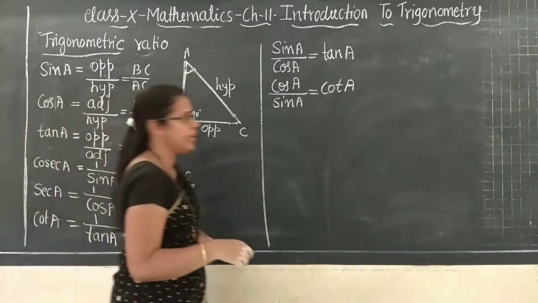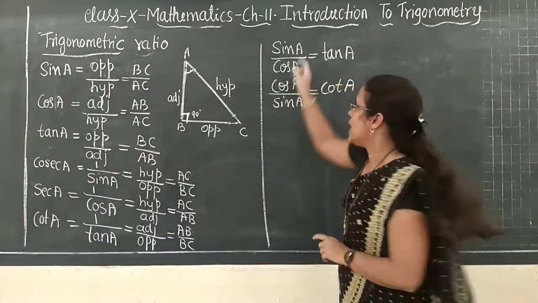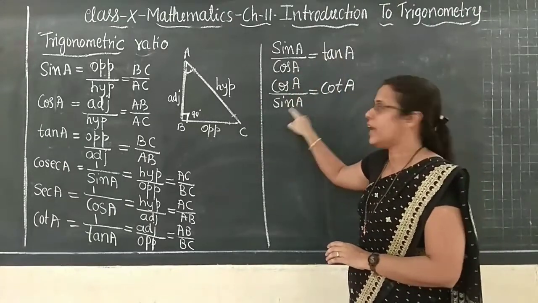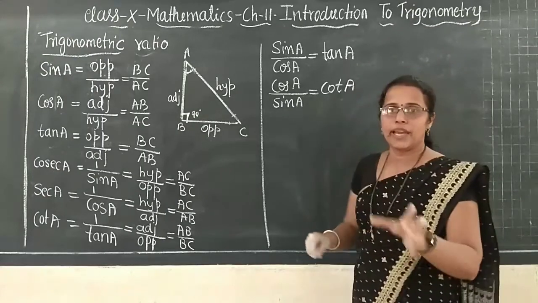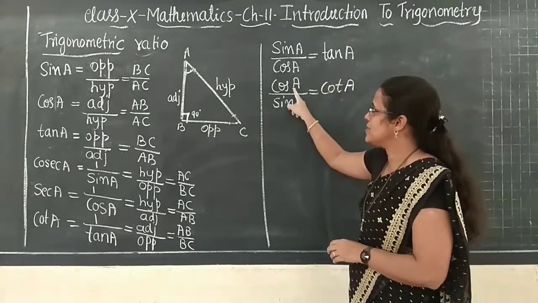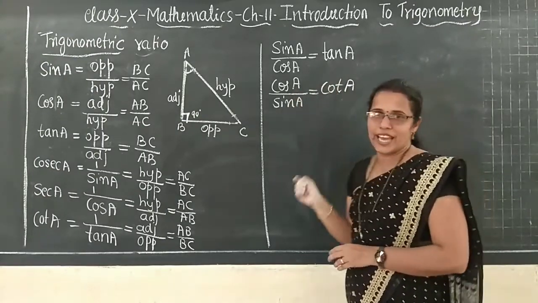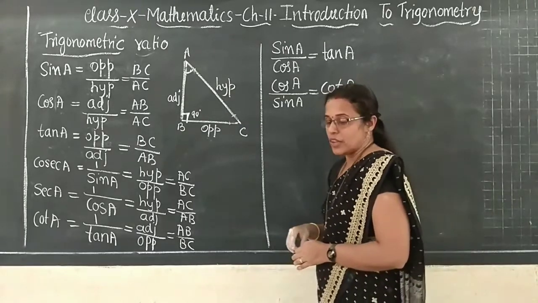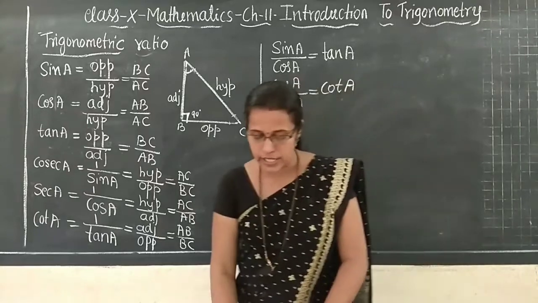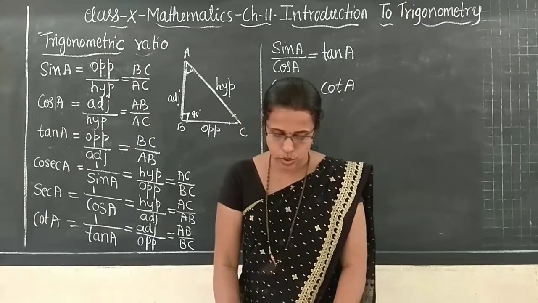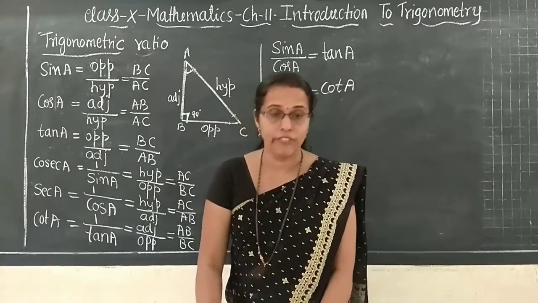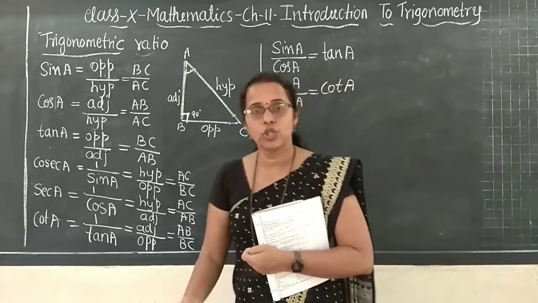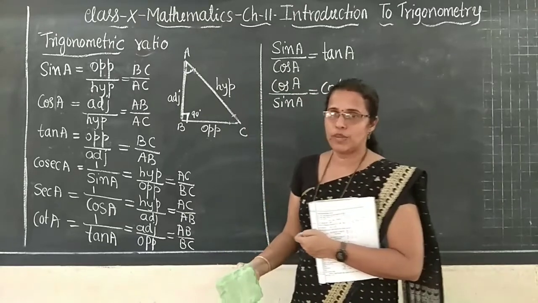That I have written there. So everybody say that: sin A by cos A, tan A. Cos A by sin A, cot A. So we have understood these ratios. Okay, children. Now after learning all the ratios, let us do some problems of exercise number 11.1. So you have to by heart all these formulas, children.